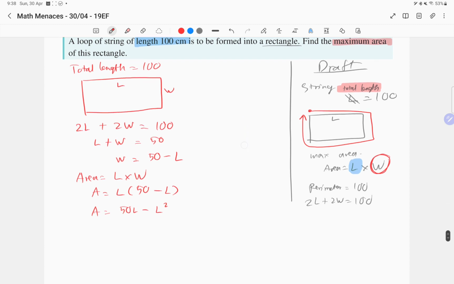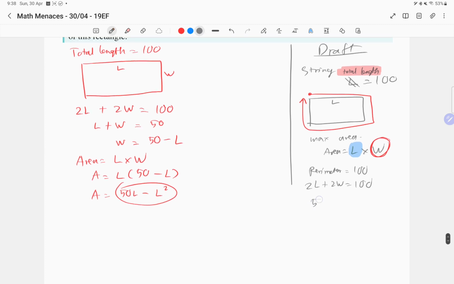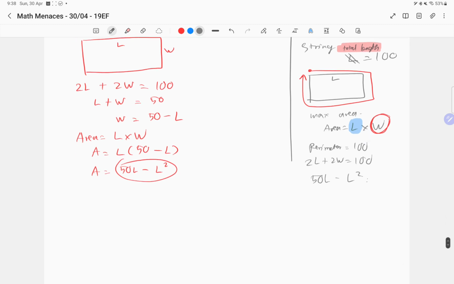Now, sometimes it might help to look at the formula here. What's the formula for area? What kind of equation is this? It's a quadratic. What kind of quadratic? Concave up or concave down? Yes, it's a concave down quadratic. Do you think you can sketch this?